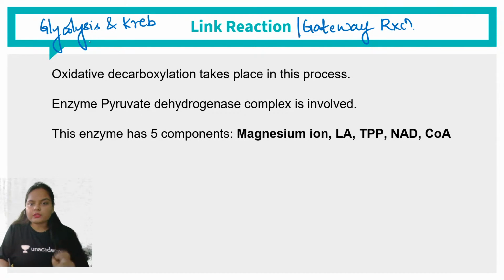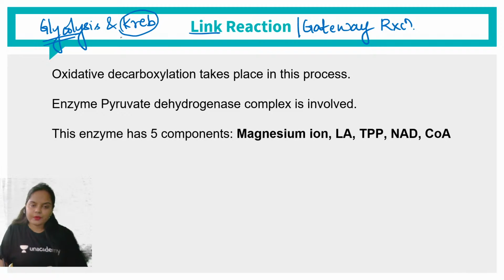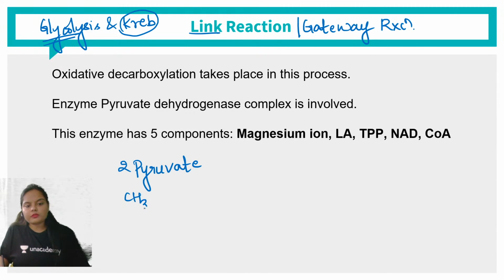We know that the pyruvic acid which is generated in glycolysis gets converted into acetyl coenzyme A in this link reaction, and that acetyl coenzyme A then enters into the Krebs cycle. Okay guys, so what is now actually happening in this link reaction? I told you that with one molecule of glucose, two molecules of pyruvic acid or pyruvate are formed. Although we don't need to remember the formula, I'm simply writing it.